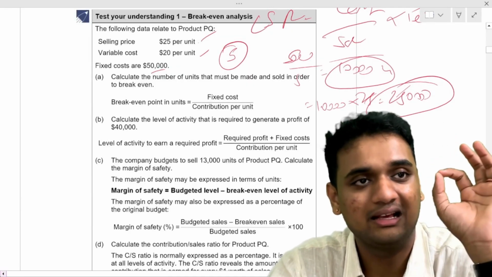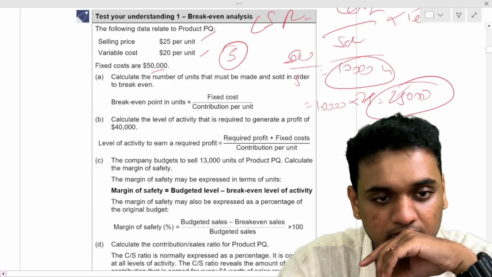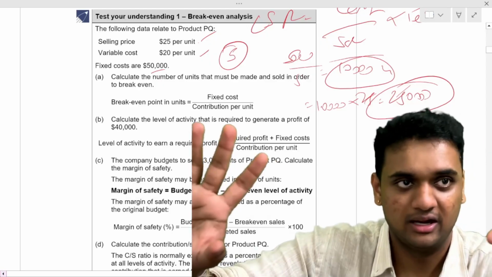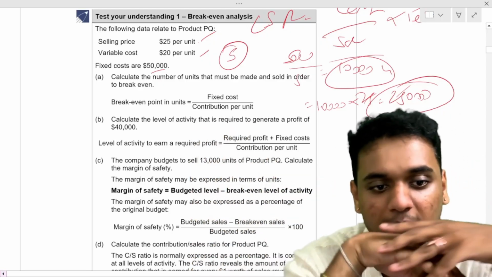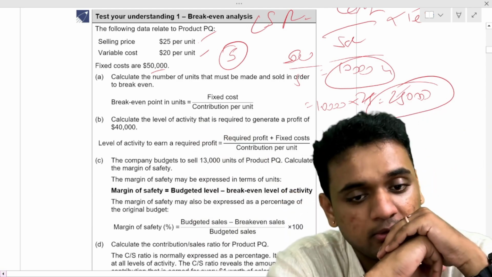The company is expecting to sell 13,000 units. Second question is a totally different question. Leave that. The second part I gave you is totally different. Now coming to the third part. The company is expected to sell 13,000 units.